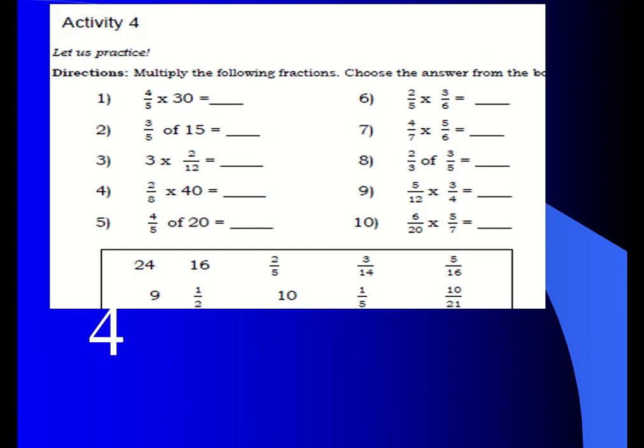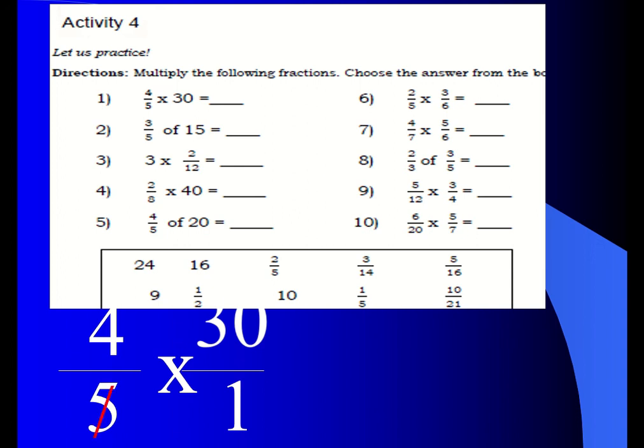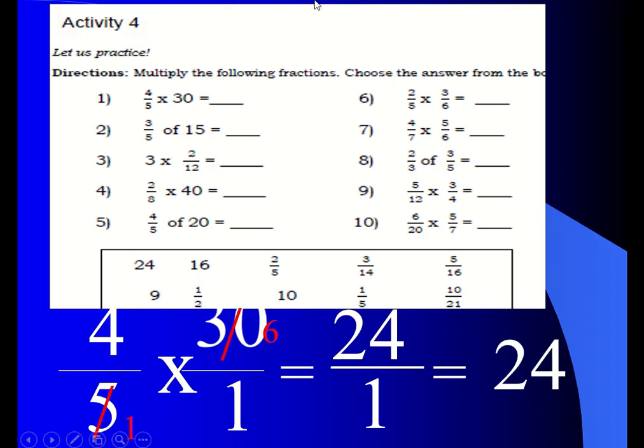Pwede rin naman cancellation method. We have this one. You can cancel 5 and 30 kasi pwede mo siyang i-divide by 5. 30 divided by 5, we have 6. 5 divided by 5, we have 1. Multiply across. 4 times 6, we have 24, and 1 times 1, so 24. Ayun din yun, nasa choices siya. That is the answer for number 1.